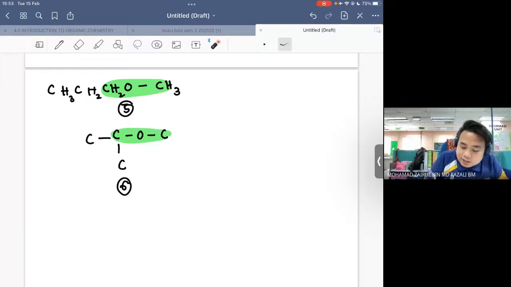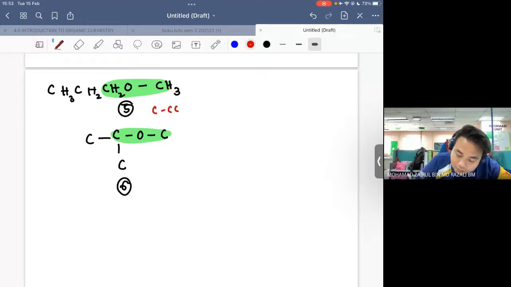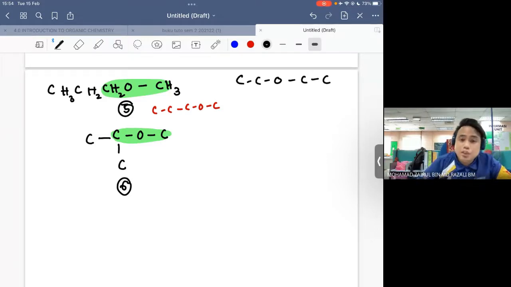Okay, let's say saya nak try buat positional isomer untuk structure 5. So kalau awak tengok structure 5 dia punya skeletal, misalnya skeletal dia adalah CCOC. So saya boleh ubah kedudukan oksigen tu. Let's say saya ubah kepada CCOCC. Awak tengok kedudukan oksigen dah berubah kan. So maknanya position of the functional group is already changed. So dia adalah positional isomer. Yang ni awak lukislah hydrogen.